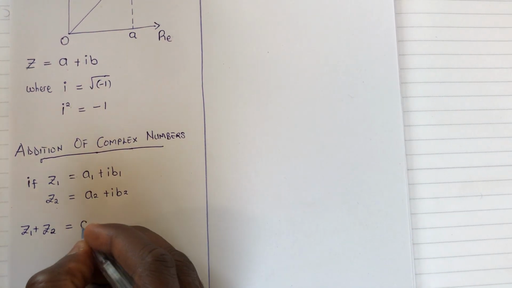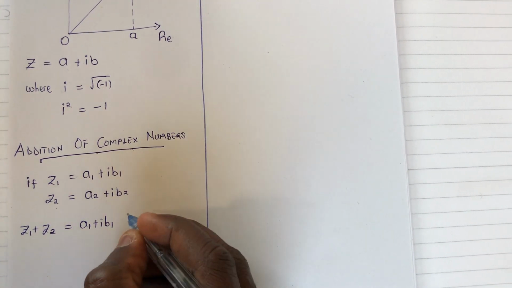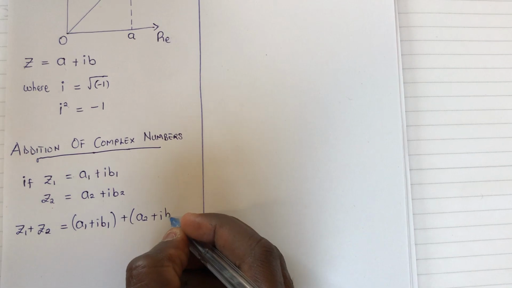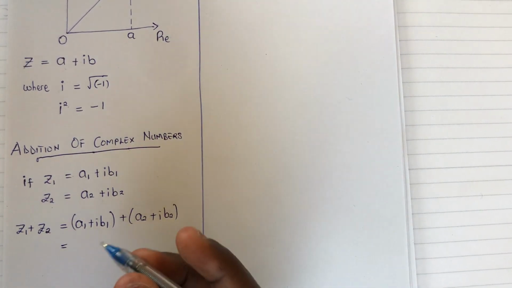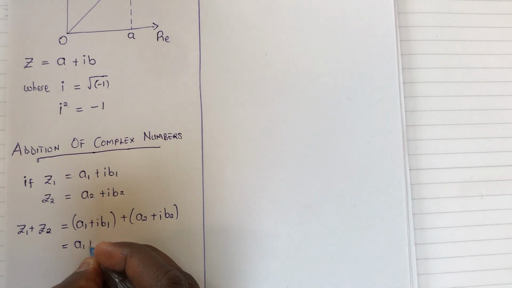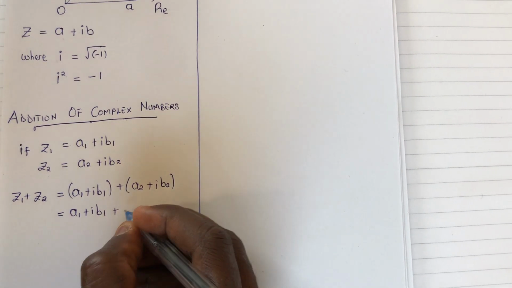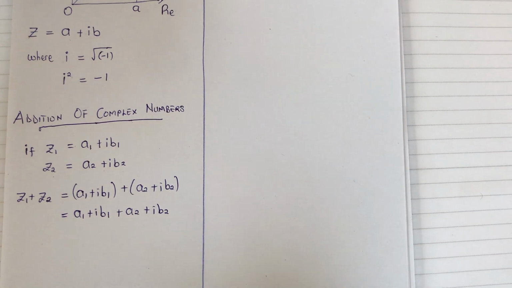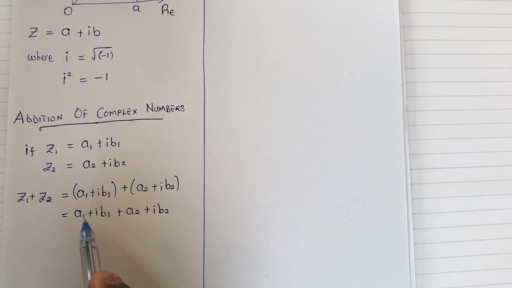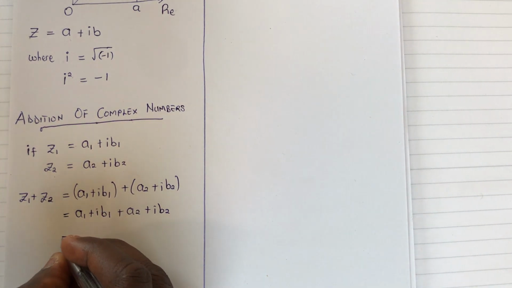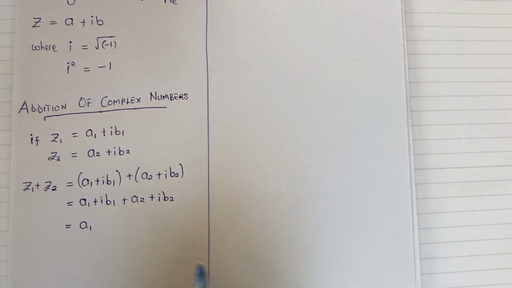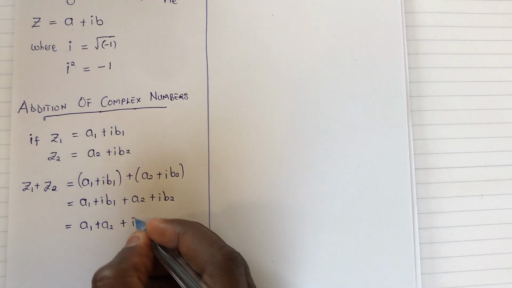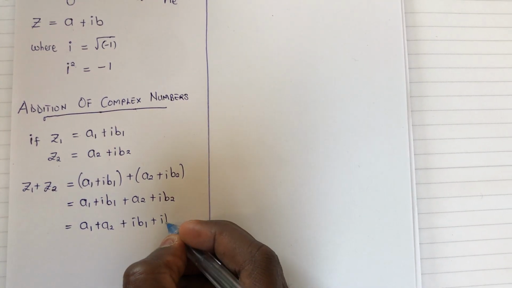So the solution becomes a1 plus ib1, we can put this in brackets, plus a2 plus ib2. Now we just remove the brackets: a1 plus ib1 plus a2 plus ib2. Now all you need to do is to add all real terms and add all imaginary terms together. So we group like terms by saying a1, the next one is plus a2, and then plus ib1 plus ib2.